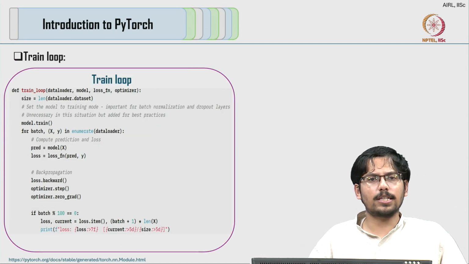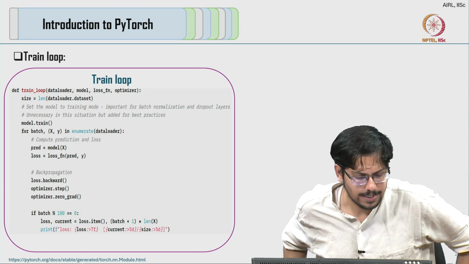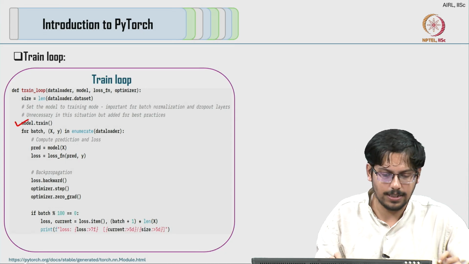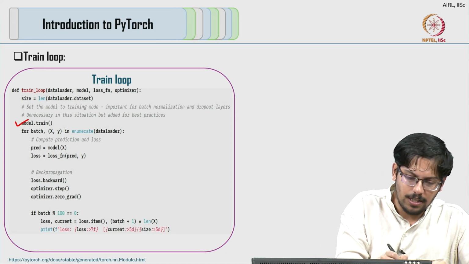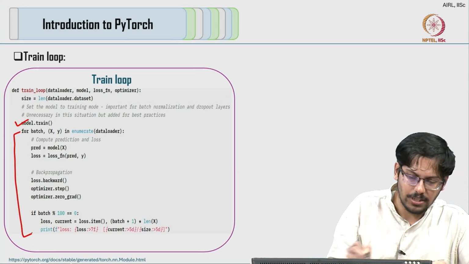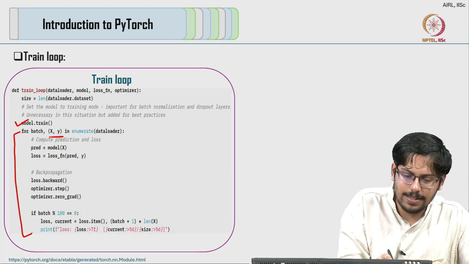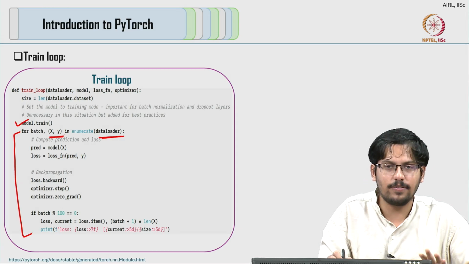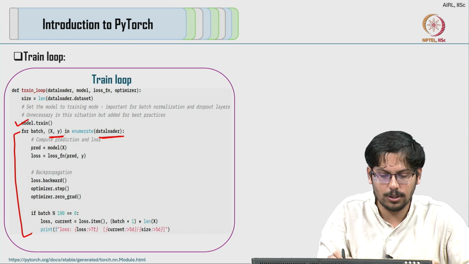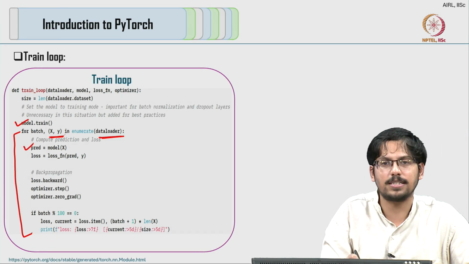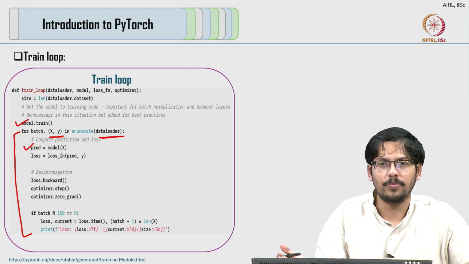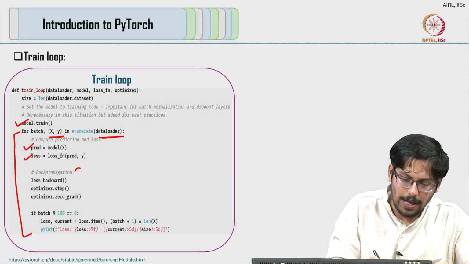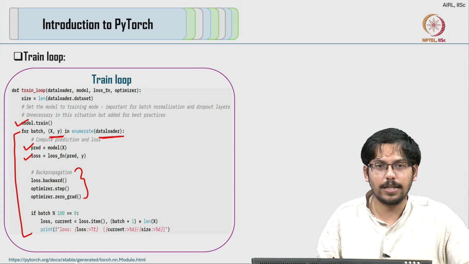Okay, let us take a look at the train loop. In the train loop, essentially we have model.train, which is an essential step. From model.train we have a for loop. In this particular for loop, for a given x and y, which is input and output, we iterate over the whole data loader. We would have prediction, which is the output of a particular input to the model. We would define the loss. Once we have the loss, we would essentially backpropagate and update the model.